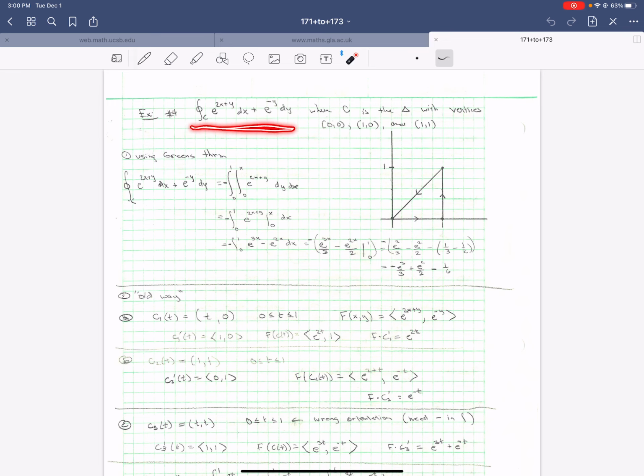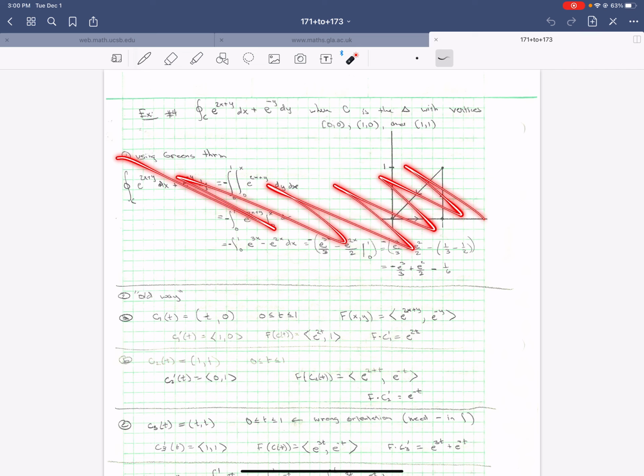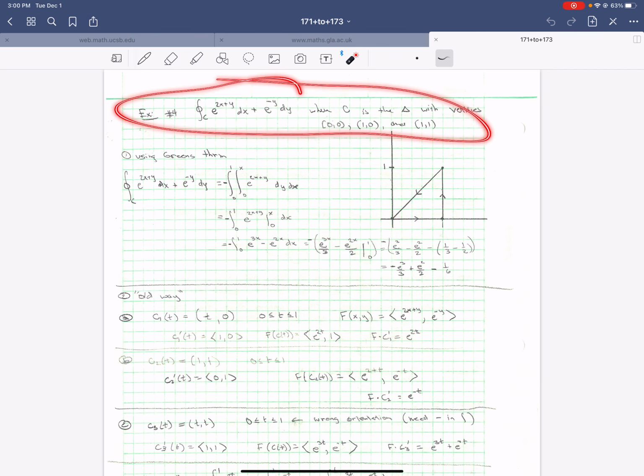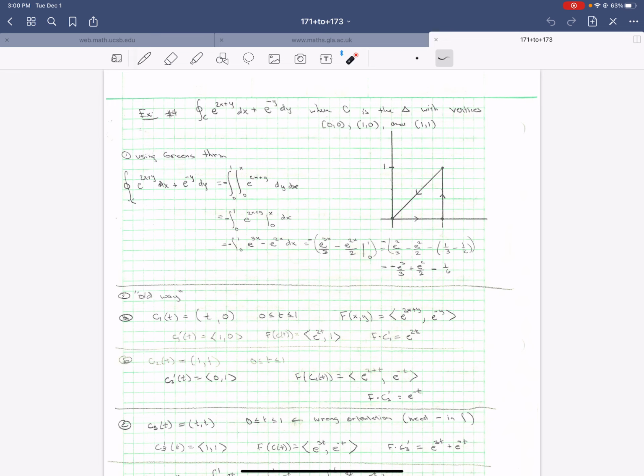So here's our first problem. They give me this line integral here, and they tell me C is this triangle, and it's got vertices at (0, 0), (1, 0), and (1, 1). So we go (0, 0) to (1, 0) to (1, 1), and then we're going to go back closed, and so that circle there means it is a closed curve. And so if I used Green's theorem, now here's the thing. Let's forget this. Let's do this the old way, okay? So down here I have the old way. The old way, here's the problem.